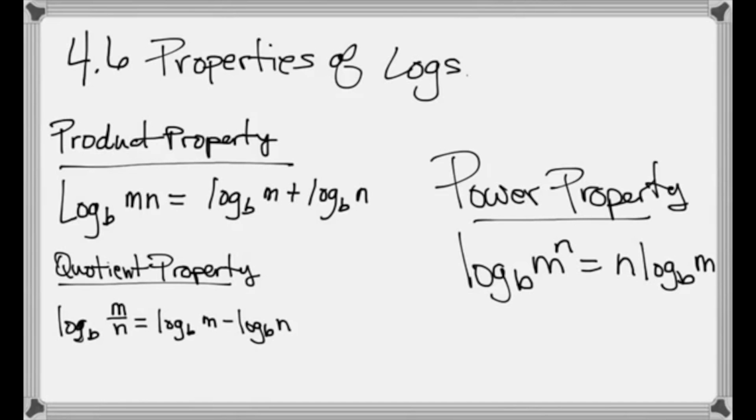Okay? This is the one that's a little bit different. The power property says when you've got something raised to a power, and I've mentioned this in class before now, that exponent can come right out in front of the log. And you can rewrite it as n times log base b of m.